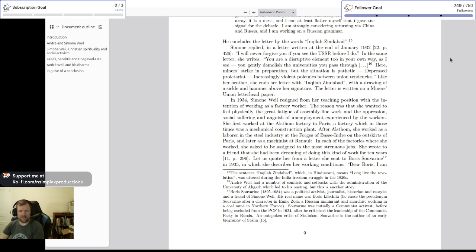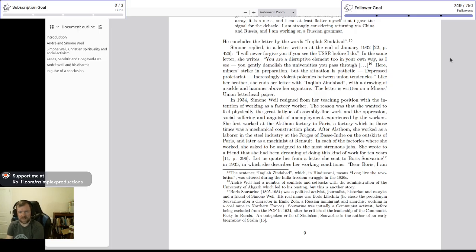Simone replied in a letter written at the end of January 1932, "I will never forgive you if you see the USSR before I do." In the same letter she writes, "You're a disruptive element too in your own way, as I see. You gently demolish the universities that you pass through. Here, miners' strike in preparation. The situation is pathetic. Depressed proletariat, increasingly violent polemics between union tendencies."